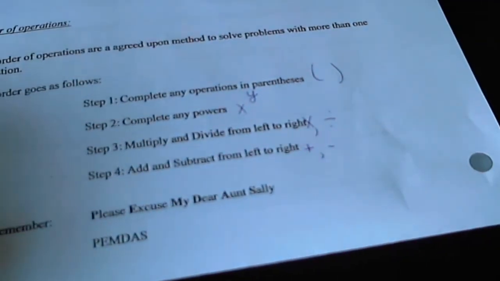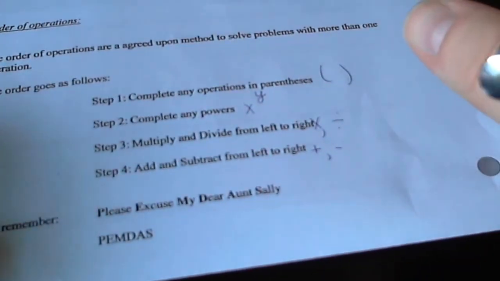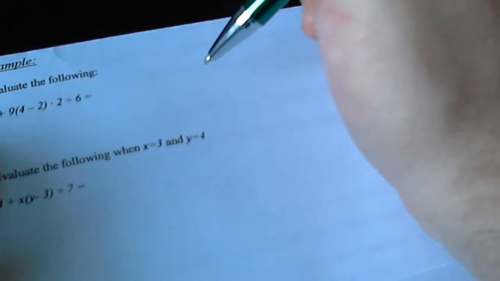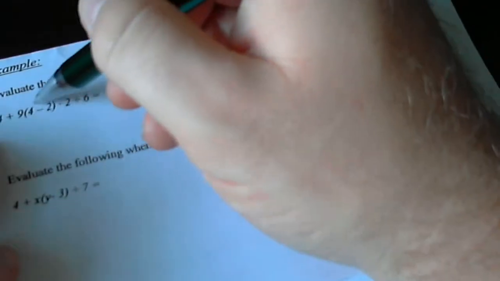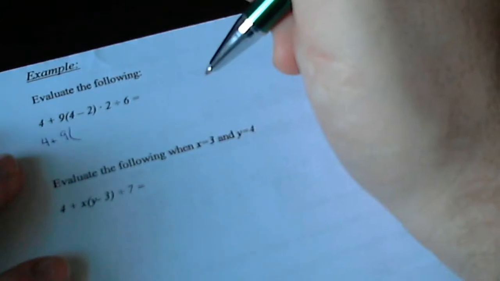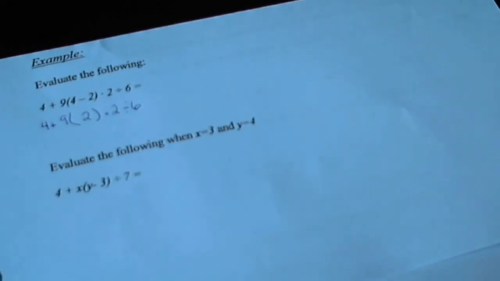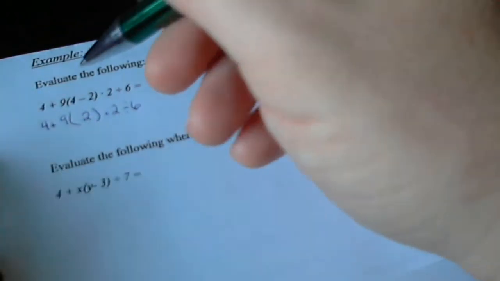Just remember, I'm sure you've all heard of this. Please excuse my dear Aunt Sally, or PEMDAS. Let's try an example. Here we have 4 plus 9 times quantity 4 minus 2 times 2 divided by 6. Remember, simplify parentheses first. So we have 4 plus 9 times 2 times 2 divided by 6. And notice that I only wrote down what I've changed so far. I'm going to do this very carefully, step by step, so that I don't get lost.